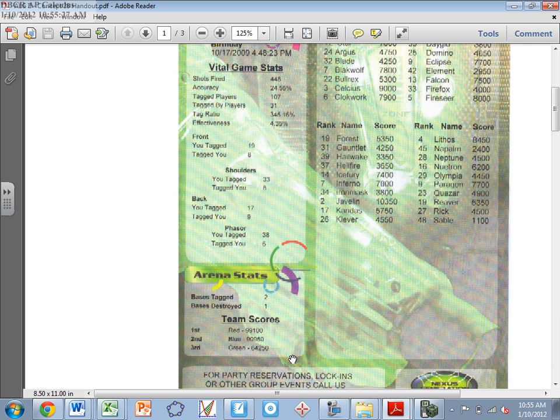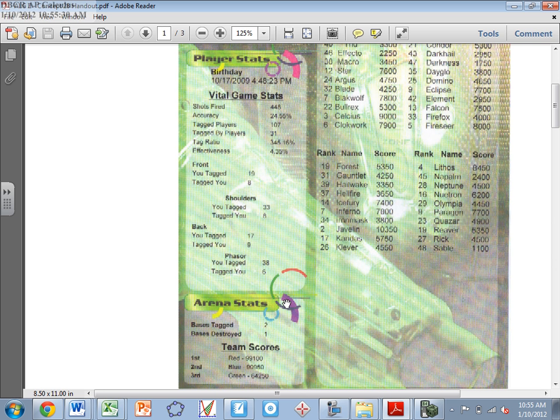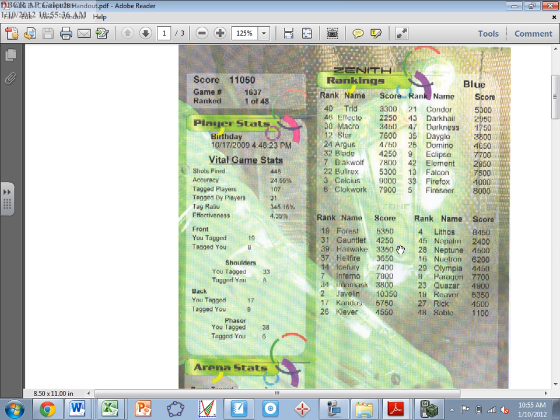Okay? Now, here's the question though. Every round you got a score. So my score is somewhere on here, at the very top, 11,050. But I have no idea what each shot was worth. Like, I have no idea if it was worth more to shoot somebody in the chest or in the shoulder. This is my card. This is one of our games.